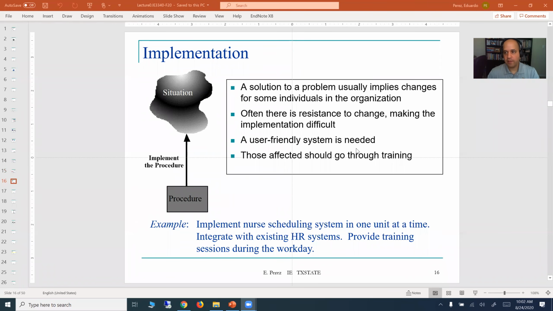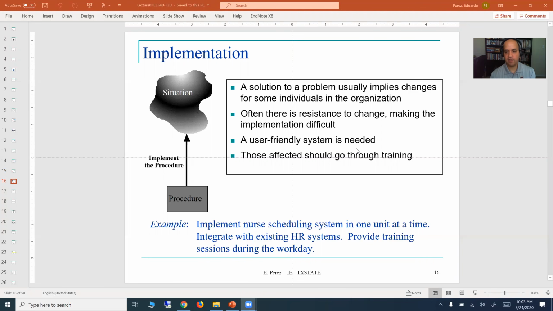Implementation. After you get the feedback from the model, the next practical step is to implement the solution in the actual situation. A solution to a problem usually implies changes for some individuals in the organization. Based on my experience, getting the implementation done is one of the most difficult tasks for an engineer, because you're going to face resistance from the people, especially those who have been there for a long time. So often there is resistance to change, making the implementation difficult.